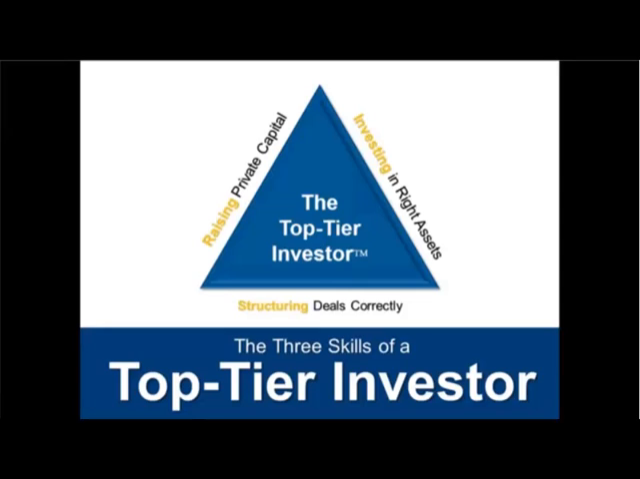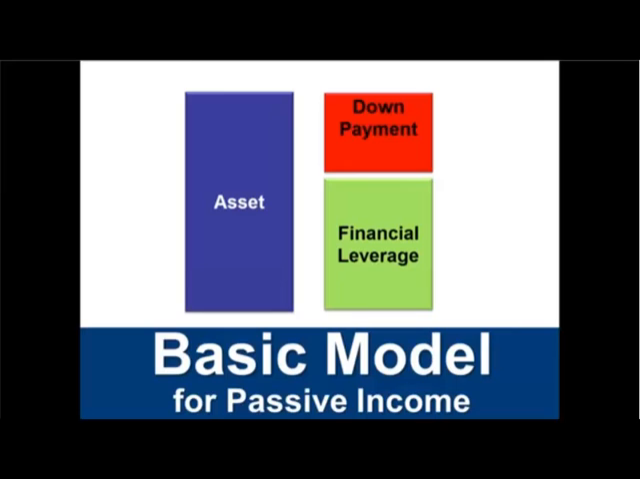So again, we have the top tier investor triangle. The three components of this top tier investor triangle, which again, everyone needs to have all three of these components in order to be a top tier investor. So at the bottom, you have structuring deals correctly, and then you have investing in the right assets and raising private capital. So what we started touching on in this webinar and what we'll be covering in incredible detail at the two-day workshop will be how to structure deals correctly. This is the wealthy code. So once again, all three components of these are needed to be a top-tier investor.